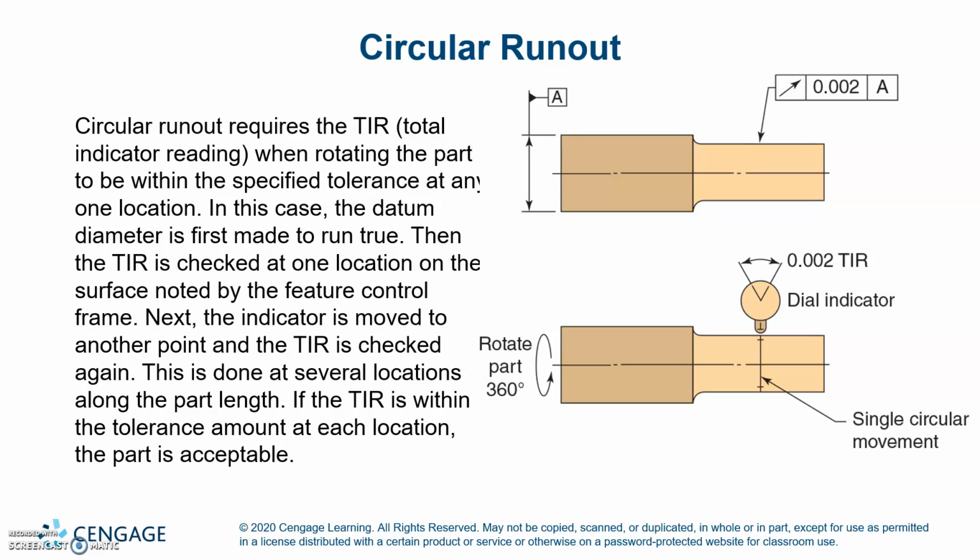Circular runout requires the TIR, total indicator reading, when rotating the part to be within a specified tolerance at any one location. In this case, the datum diameter is first made to run true. Then the TIR is checked at one location on the surface noted by the feature control frame. Next, the indicator is moved to another point and the TIR is checked again. This is done at several locations along the part length. If TIR is within tolerance amount at each location, the part is acceptable.